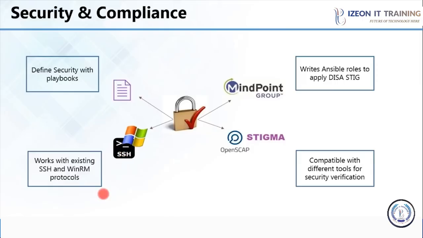And this is also a reason why Ansible is preferred over other configuration management tools. And it is also compatible with different security verification tools like OpenSCAP and Stigma. What tools like OpenSCAP and Stigma do is that they carry out a timely inspection of all your software inventory and check for any kind of vulnerabilities. And it allows you to take steps to prevent those attacks before they actually happen. And you can apply this security over your entire infrastructure using Ansible.